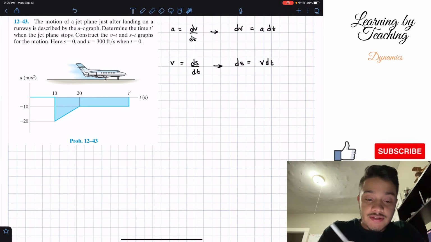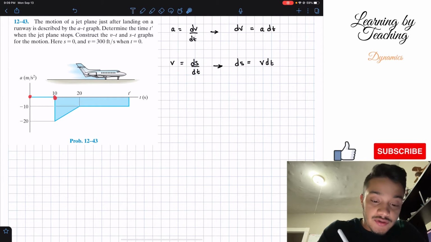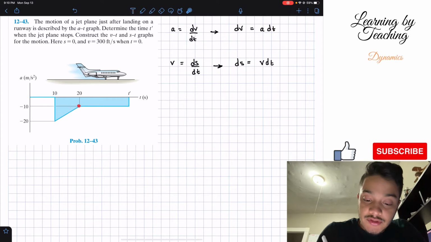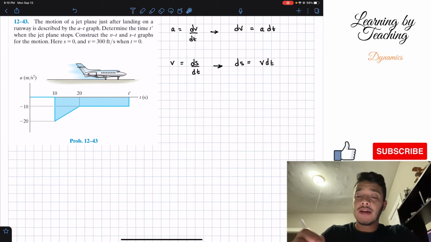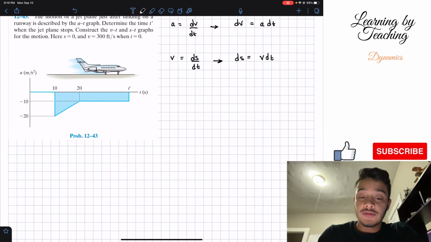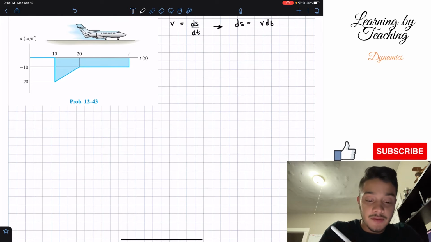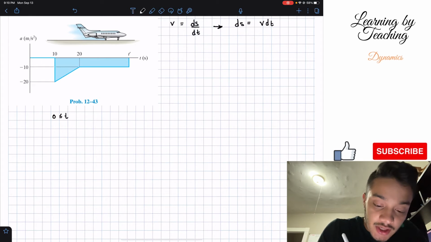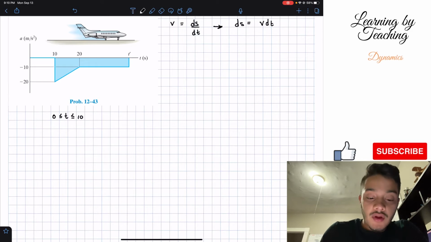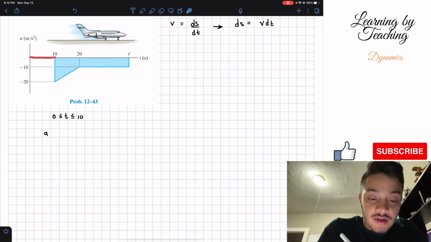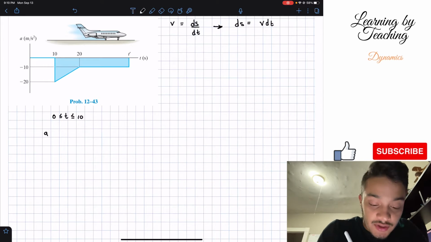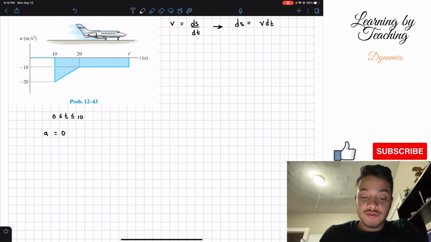What we can see is that from 0 to 10 we have one acceleration, from 10 to 20 we have a different acceleration, and from 20 to our final time we have another acceleration. So we're going to break these time intervals by 10. Let's start between 0 and 10. What we can see from the graph is that our acceleration is just equal to 0. So acceleration is equal to 0.